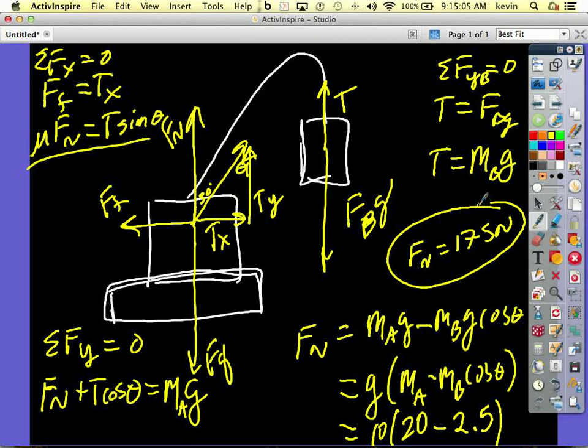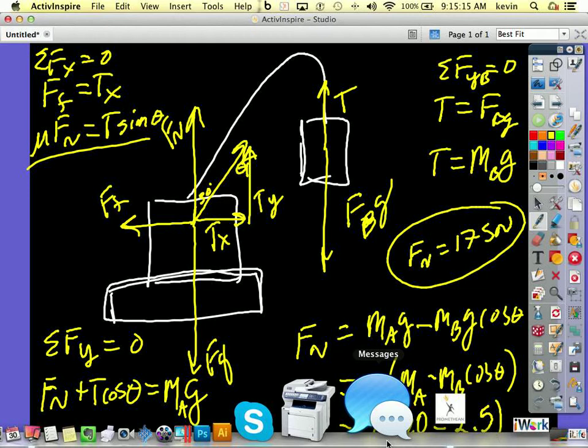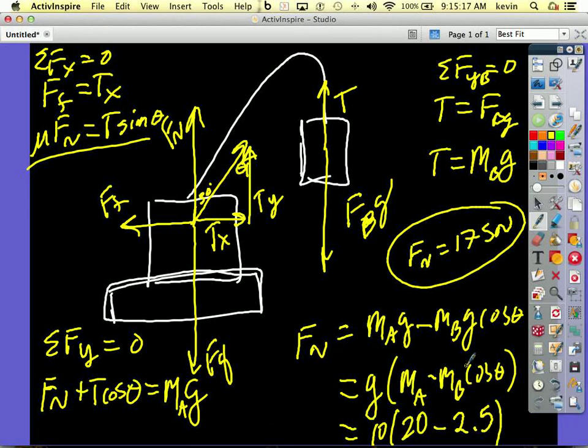How did you get those numbers? Where did they get those numbers? I don't know, people gave them to me. 10 is gravity, because I'm lazy and I want to do mental math. 20, I was told, that's A. Then mass B, I was told was 5. Is that right? Oh, I multiplied that wrong, sorry.